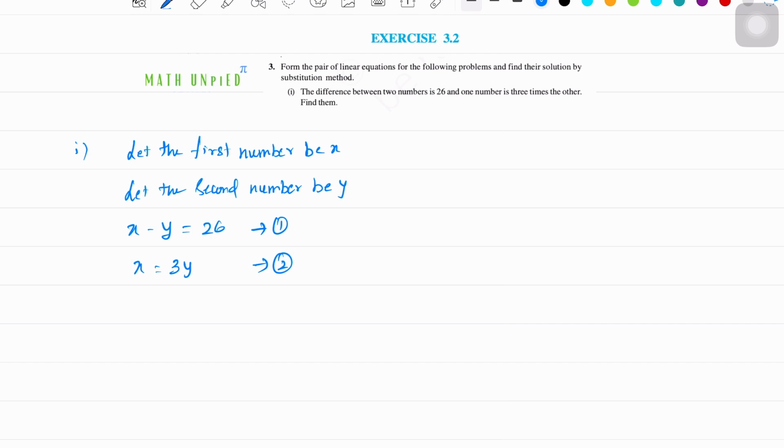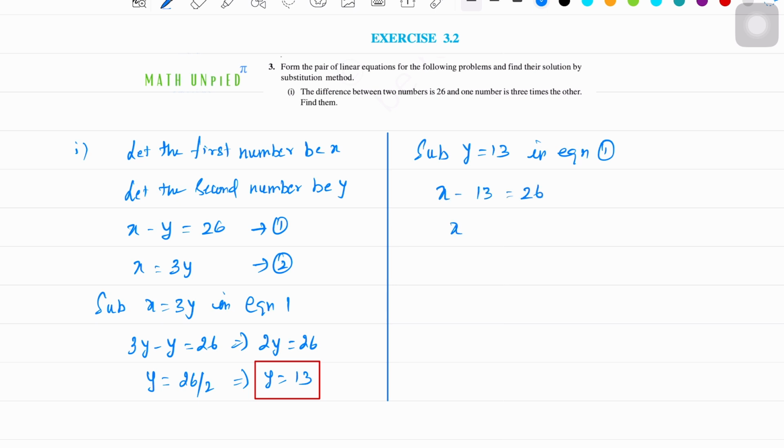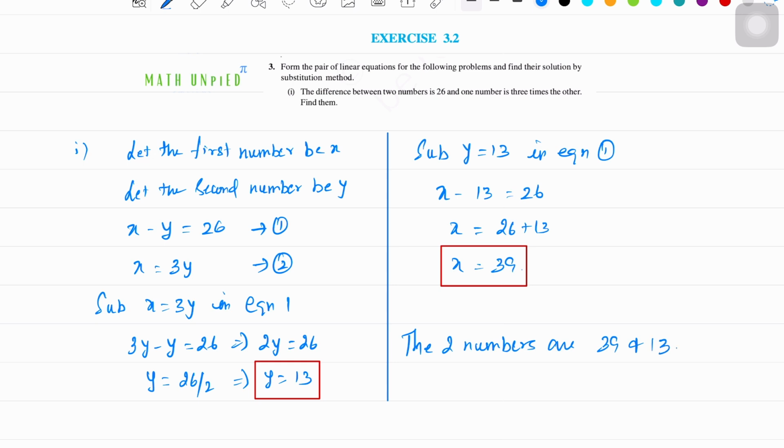Now we can substitute x equals 3y in equation 1. So that will be 3y minus y equals 26, or 2y equals 26, or y equals 26 over 2, or y equals 13. So we have found out one of the numbers. Now we'll substitute y equals 13 in equation 1 and we can find out x. So x minus 13 equals 26, or x equals 26 plus 13. So x equals 39. This is the other number. The two numbers are 39 and 13. So this is our answer.